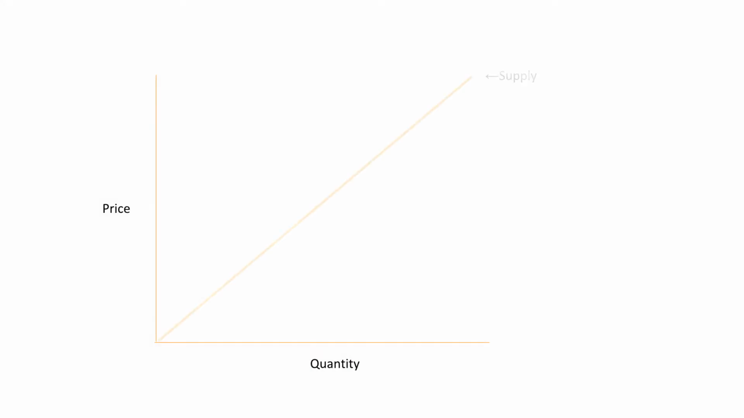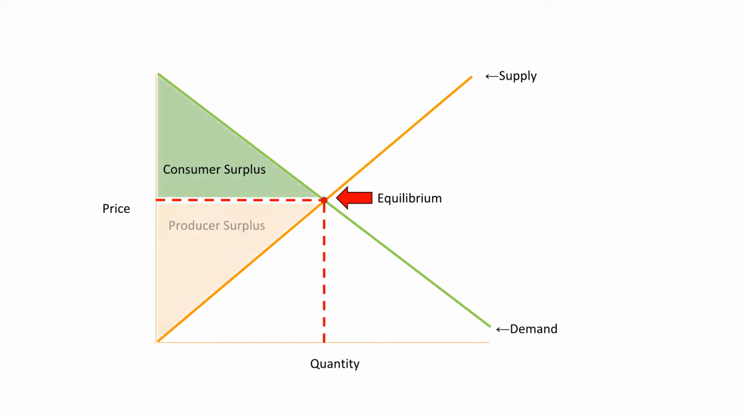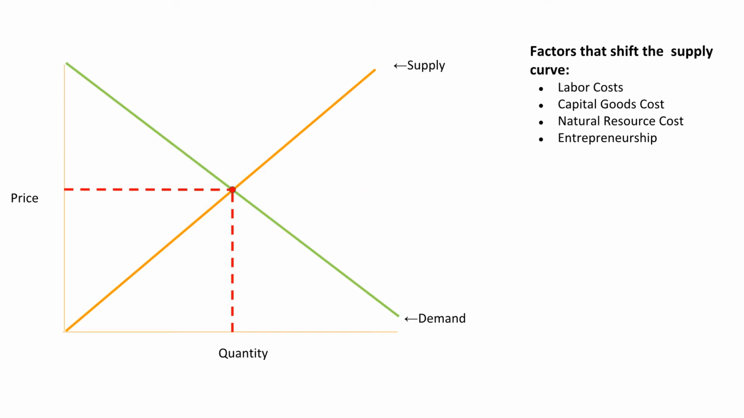Now, let's add in our supply curve and our demand curve to the same graph. The point at which the two curves meet is called equilibrium. In equilibrium, the quantity demanded and the quantity supplied are in harmony. When the price is at equilibrium, consumer and producer surplus is maximized. But what happens if there's a change in supply?